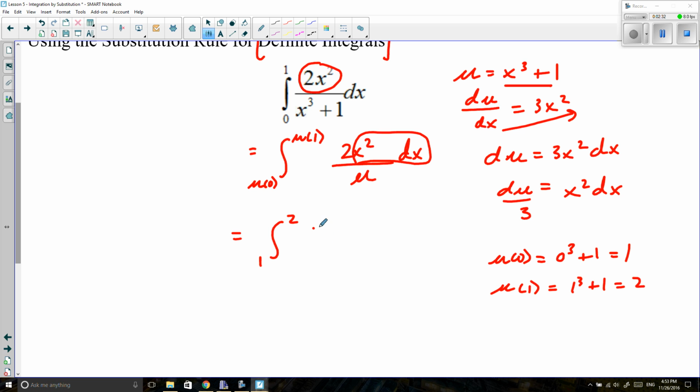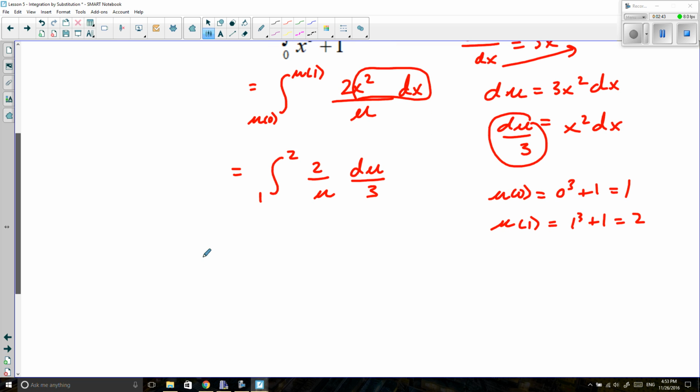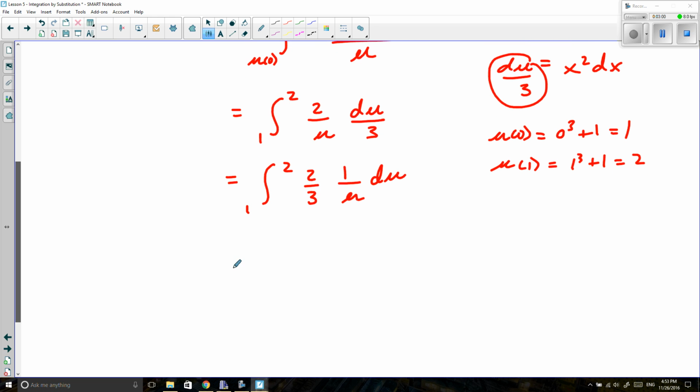Now I'm going to get 2 over u, and x squared times dx is really du over 3, according to our substitution. So before I take the antiderivative, I'm going to rewrite this as 2/3 times 1 over u, integrating with respect to u. Now, when we take the integral, the 2/3 is just going to stay where it is. But 1 over u has its own antiderivative, which is ln of u. We're not going to add a c value because we're doing a definite integral. So ln of u, integrated from 1 to 2.